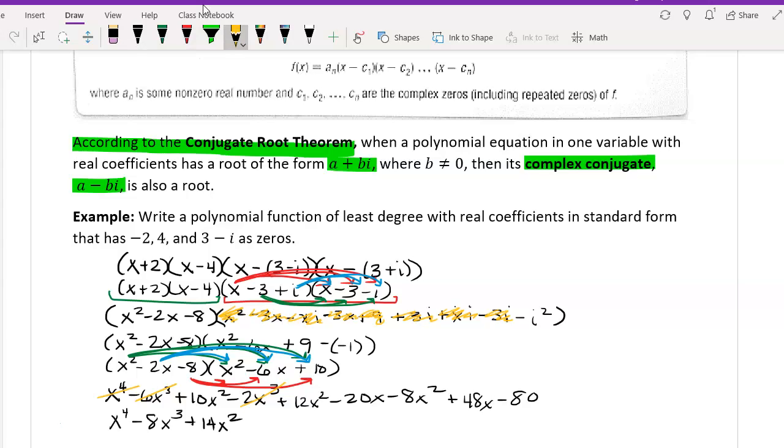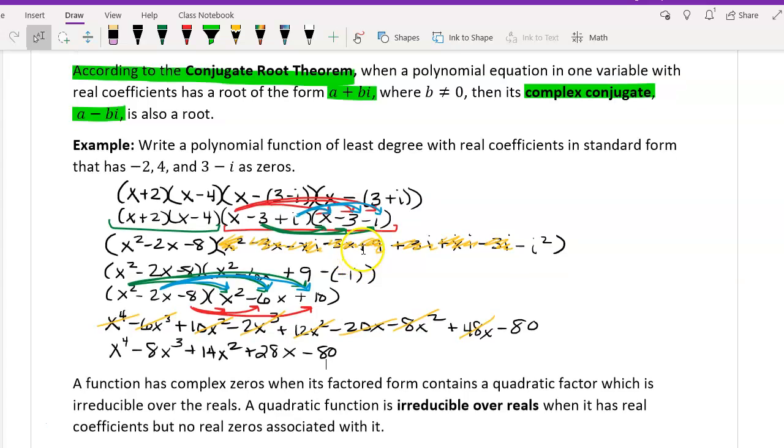So I'll mark all those out. I have negative 20x plus 48x, which gets me positive 28x. And then the minus 80 is all by itself, chilling out at the end. All right, that is how we write that polynomial function. It used a lot of that distributive property, a lot. And so make sure you're taking your time to write out each one of those steps.